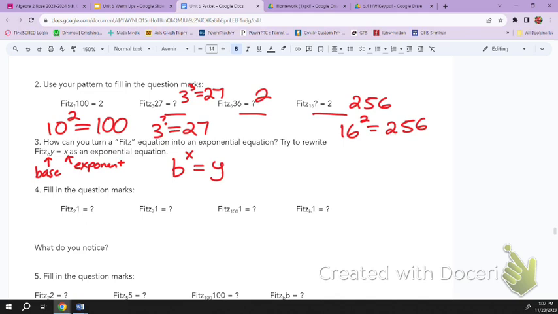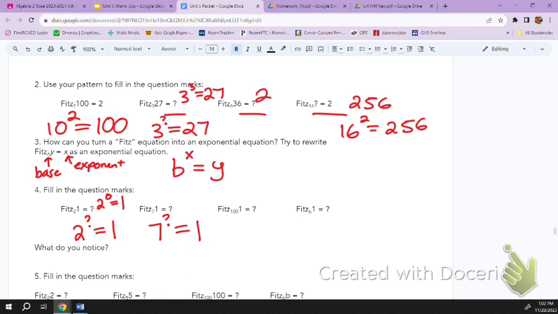Oh, I get this. Can we fill in the question marks for number 4? 2 to the something equals 1. 7 to the something equals 1. 2 to the 0 equals 1? You're correct. 2 to the 0 equals 1. Does that hold true for everything? Yeah. Anything to the power of 0 is 1.